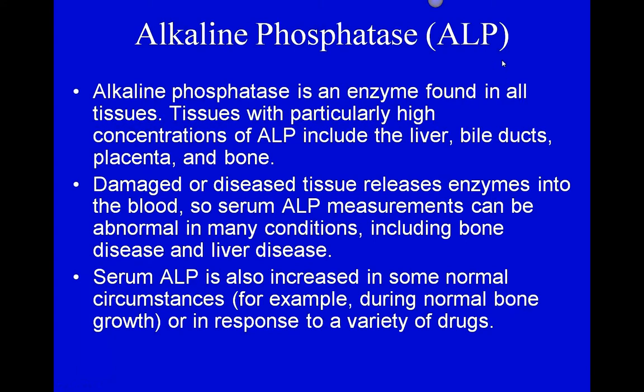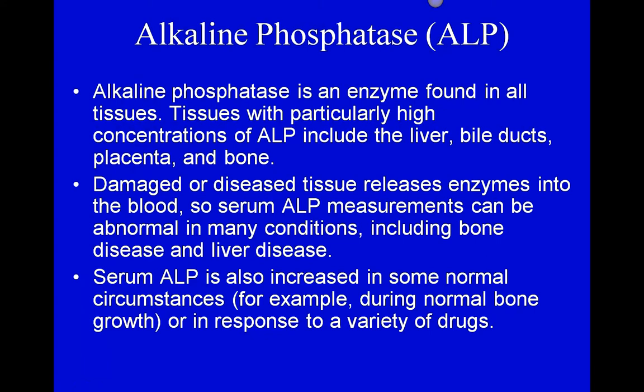It takes strong bones to climb the Alps, and so the other thing I remember the ALP elevates with is any damage to the bone. So ALP levels can elevate if there's a problem with the liver, if there's a placenta present, and it takes strong bones to climb the Alps, and so if there's bone disease, that can cause elevation of an ALP.